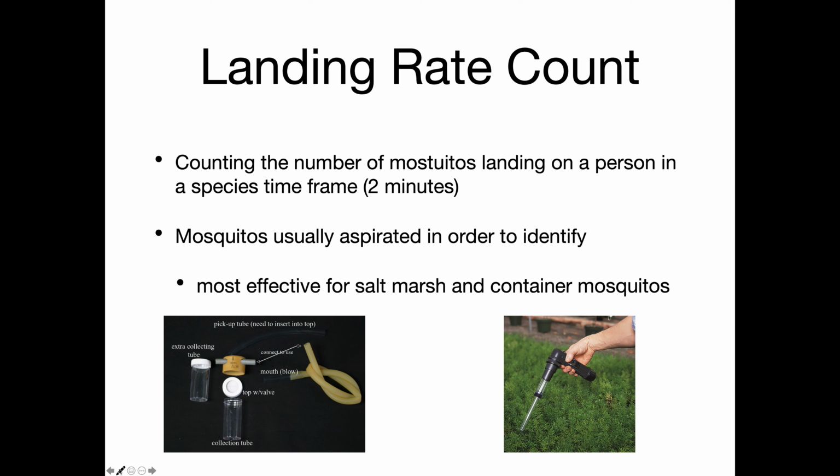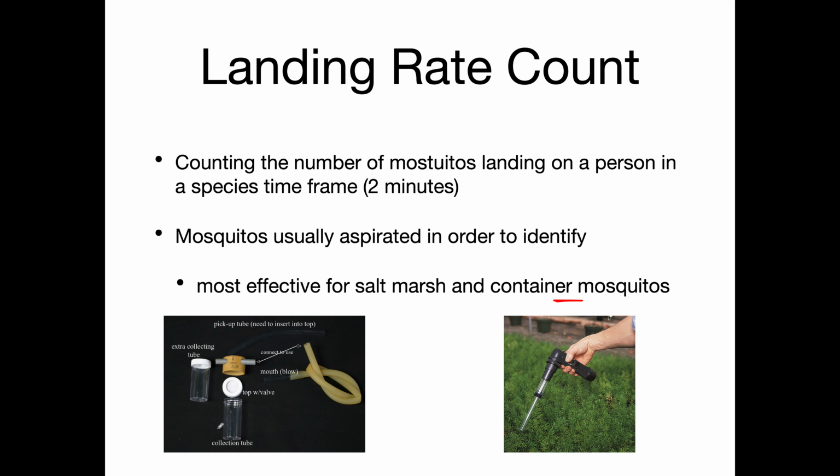Next is a landing rate count, and in a landing rate count, we're going to count the number of mosquitoes that land on a person in a 2-minute time frame. Most often in the video, you saw the guy was just brushing the mosquitoes off and keeping a count on his own. But more often than not, we not only want to know how many mosquitoes are landing on the person, we also need to know what species of mosquitoes they are. So in this case, the aspiration method is used most often. The landing rate count is most effective for salt marsh mosquitoes and what are called container mosquitoes, those that like to breed in old tires or buckets, anywhere there's standing water in some type of container.